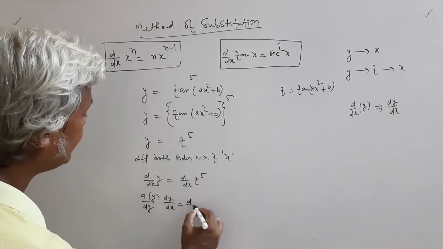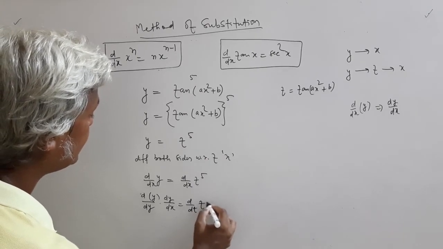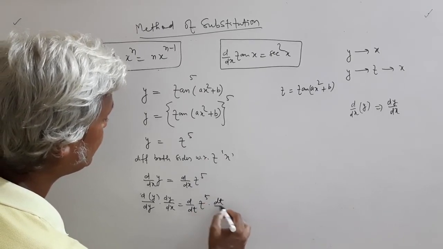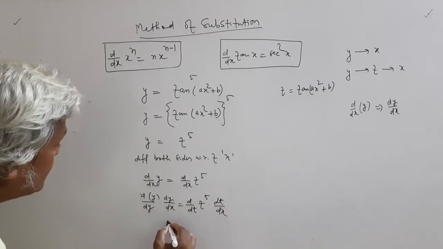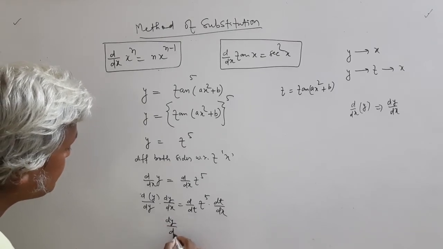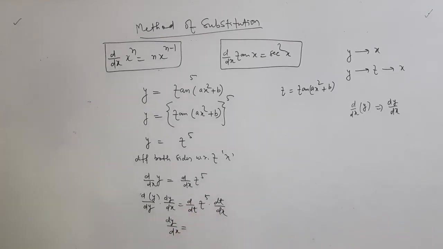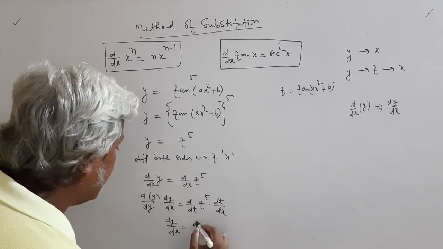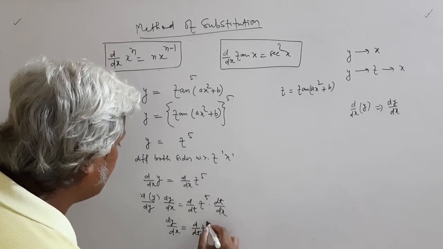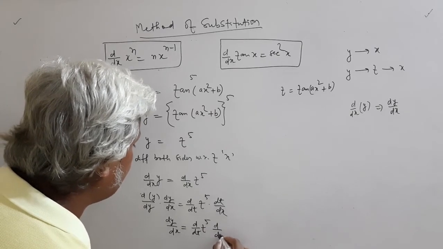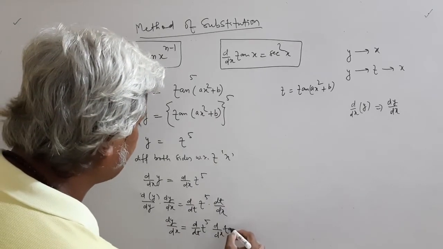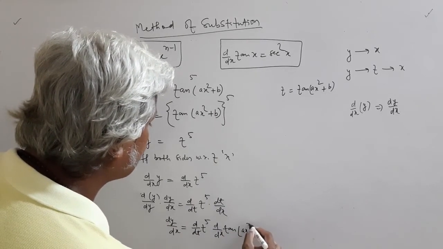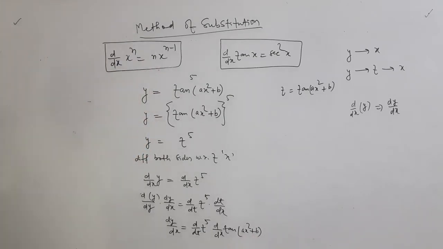Same way here you'll have d by dt of t to the power 5 into dt over dx. Now dy over dy will become 1, so this is just dy by dx. Now d by dt of t to the power 5, and then here you see d by dx of, what is t? T is tan ax square plus b.